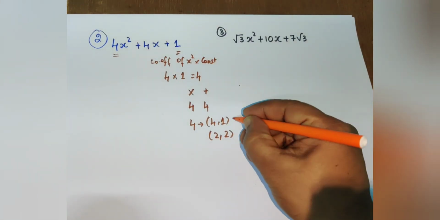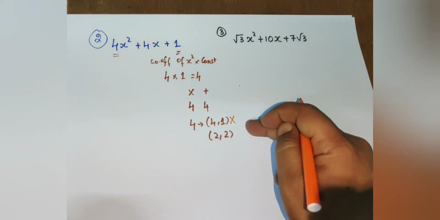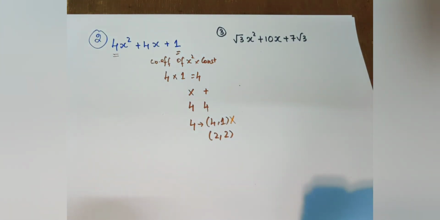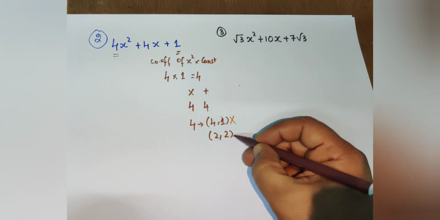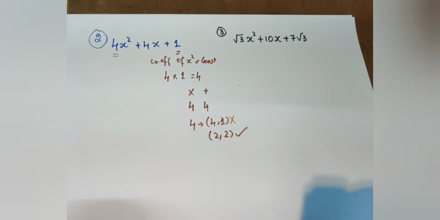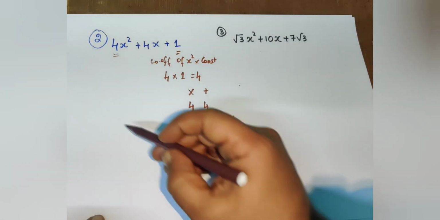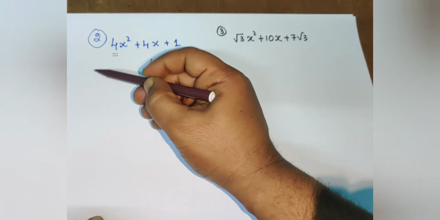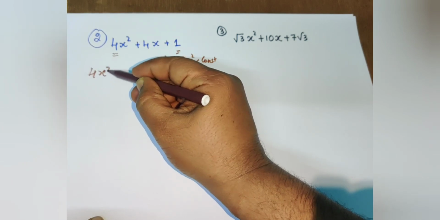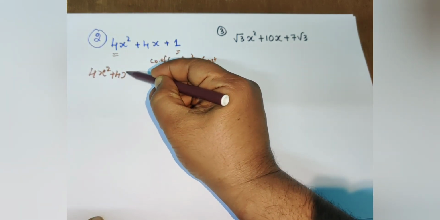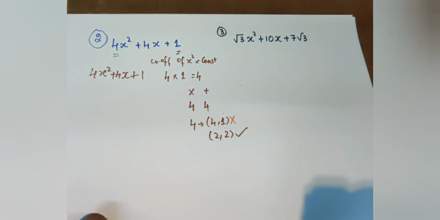We cannot go with 4 and 1. We can consider 2 and 2 only, because 2 twos are 4, and when we add, we get 4. So this is the correct pair. We have found the pair. Now we can write the question again, which is 4x square plus 4x plus 1.